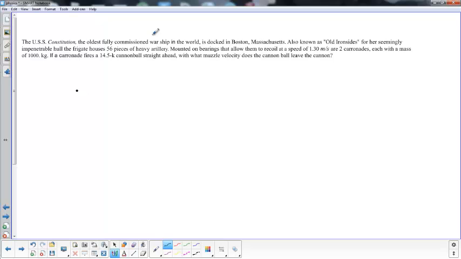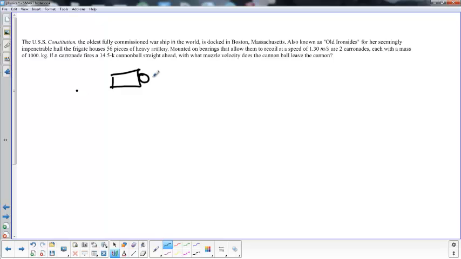If each of these fires a 14.5 kilogram cannonball straight ahead, with what muzzle velocity does the cannonball leave the cannon? Alright. So here's the cannon. Here's the ball. The initial velocity of both of these is 0. So I don't care how heavy this thing is, the momentum is going to be 0.